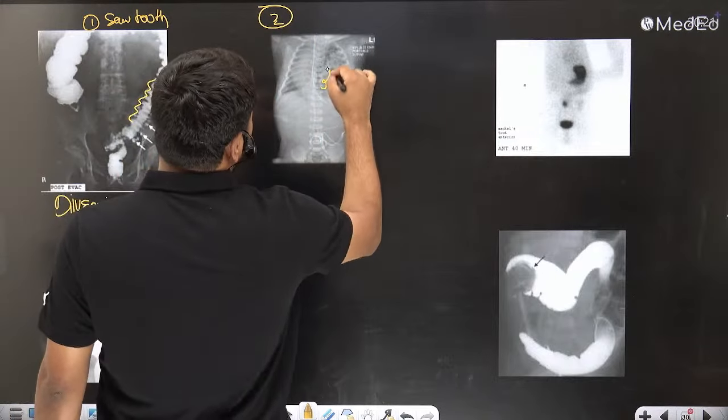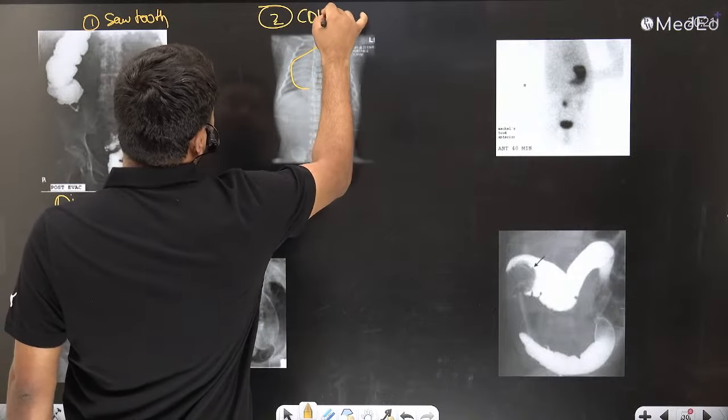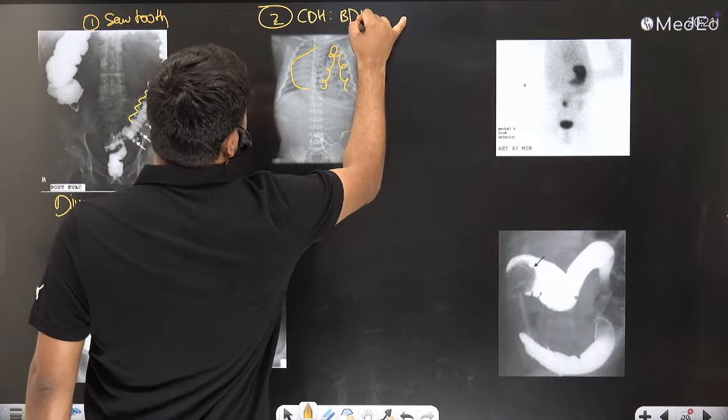Then you see here, this is about a neonate. You see the air bubbles are present in the thoracic cavity. The heart is moved here. It is your congenital diaphragmatic hernia. That is your Bochdalek hernia.